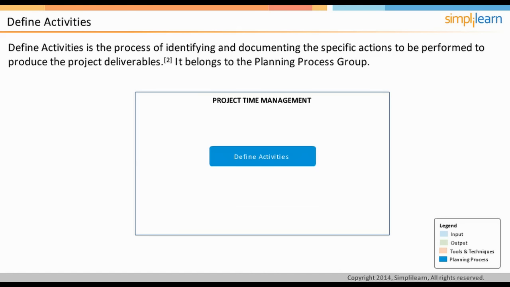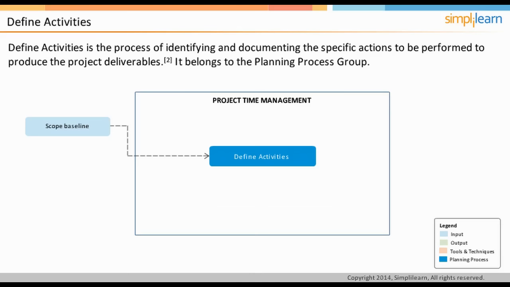Define activities is the process of identifying the specific actions to be performed to produce the project deliverables. It belongs to the planning process group. The important input for the define activities process is the scope baseline. Scope baseline is a term used collectively to refer to project deliverables, constraints, and assumptions of the project.